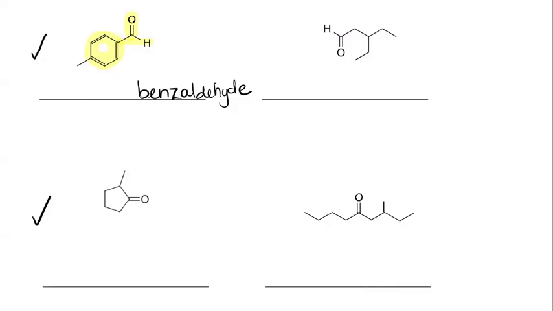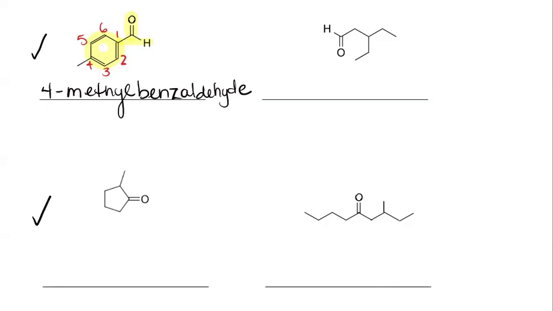In this molecule, I must number 1, 2, 3, 4, 5, 6 in order to give that substituent the lowest number. My substituent is on position 4, so this is 4-methyl benzaldehyde. Let's go to the bottom molecule where we have a cyclic ketone.